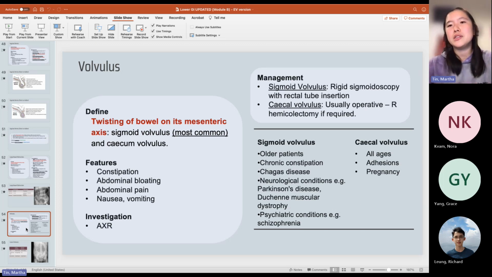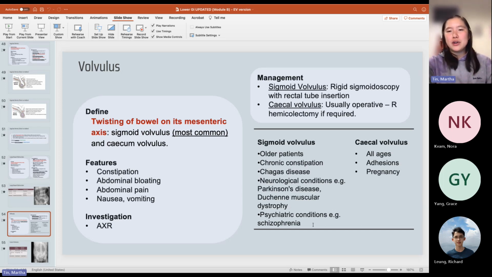With a sigmoid volvulus, because this is near the rectum and the anus, we can actually treat this with what's called a rigid sigmoidoscopy and rectal tube insertion. Basically, if you insert this through the anus, this will detangle, so to speak, the sigmoid colon. Whereas the cecum is a little bit harder to reach because it's basically the complete opposite end of your colon. So usually people end up with surgery, and often with a right hemicolectomy.